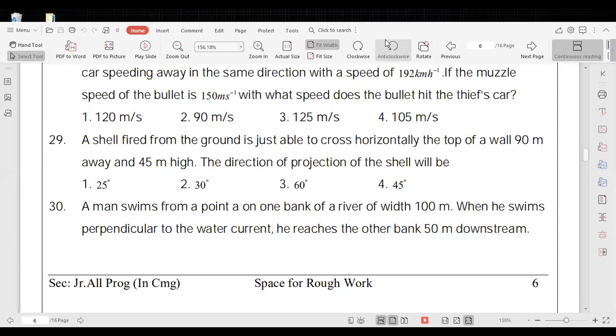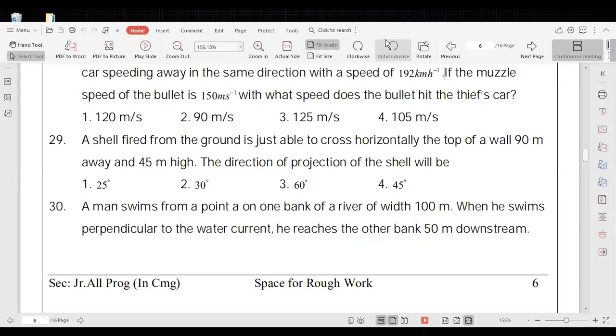Twenty-ninth problem. A shell fired from the ground is just able to cross horizontally the top of a wall 90 meter away and 45 meter high. Find the direction of projection of the shell. Okay, you see, here there is a wall. Here from this point a projectile is thrown. A shell is fired with certain velocity at certain angle of projection theta.